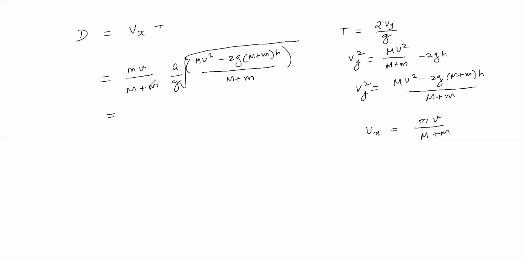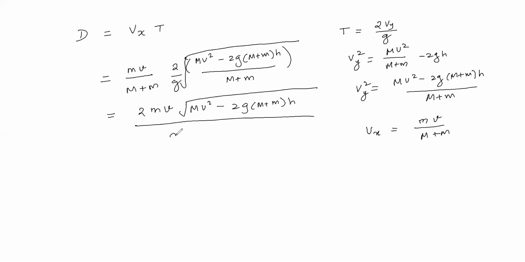Now see here, this (M plus m) has power 1 by 2 inside the square root. So this is 2 into m into v, square root of mv square minus 2g into (M plus m) into h, divided by g into (M plus m) power 1 and (M plus m) power 1 by 2. So that gives (capital M plus small m) power 3 by 2. So this is the horizontal distance traveled by the larger block during the time of flight of the smaller block under gravity.